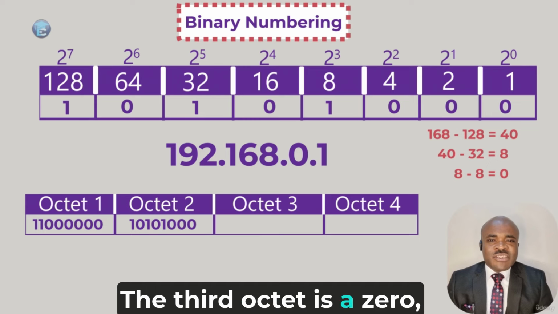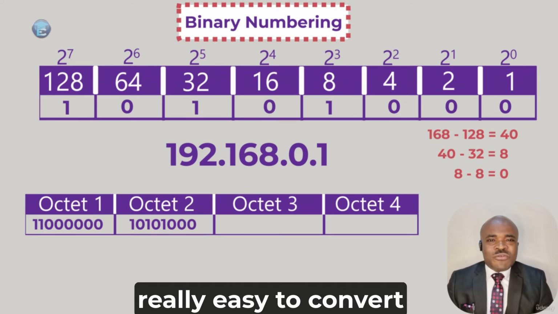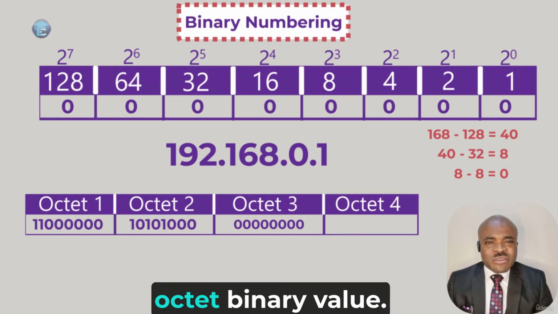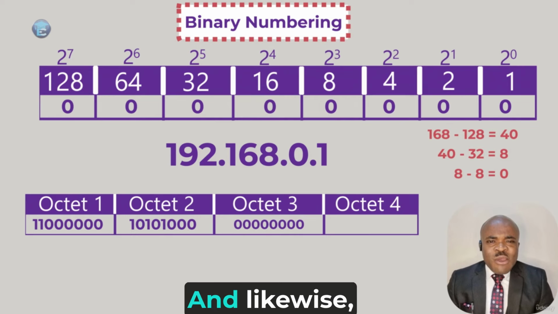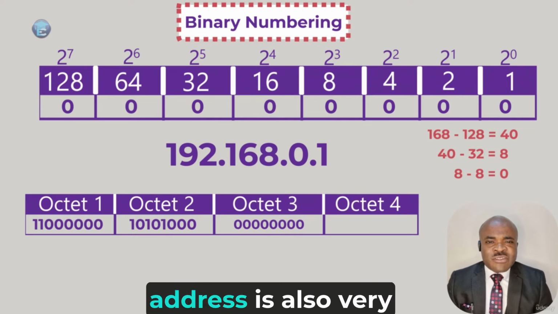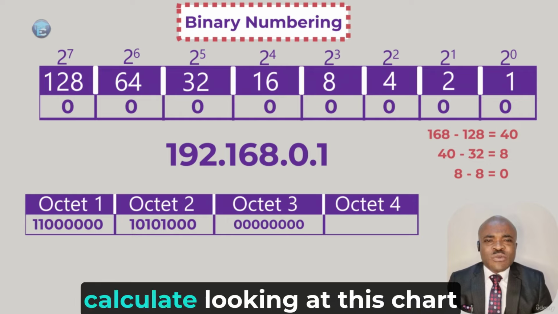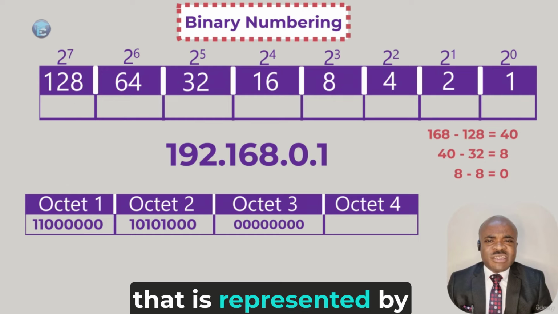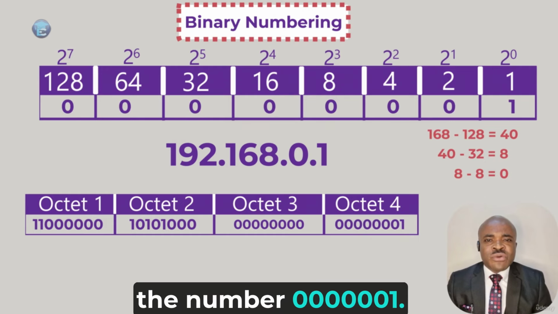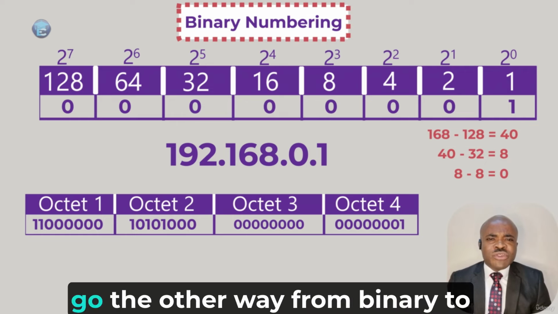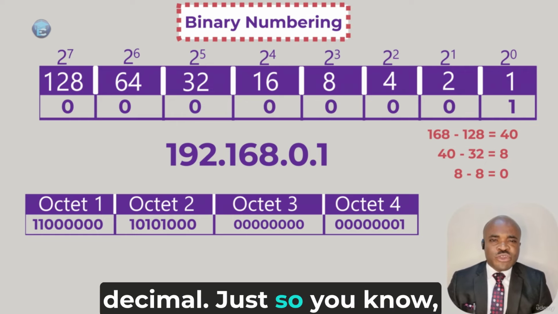The third octet is a 0, which is really easy to convert to binary. This is just represented by 8 zeros, which makes up our third octet binary value. And likewise, the last octet in this IPv4 address is also very simple to convert. You will see that it is a 1, which you can probably easily calculate looking at this chart. That is represented by the number 00000001. That's about it for decimal to binary conversion. Now let's talk about how we can go the other way from binary to decimal, just so you know.